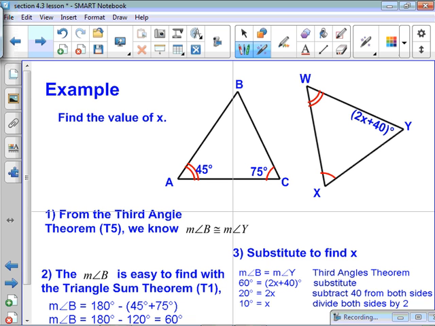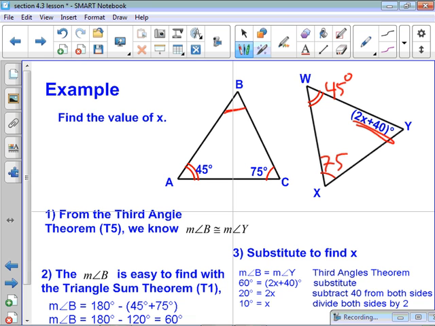We have these two triangles here, and we know that this one here and this one here are the same. This one over here is labeled 45 degrees, so let's label this one 45 degrees. We know that this one here and this one here are the same. I know that this one's 75, so let's label this one. This is going to be 75. And then that means that by the third angles theorem, this and this must be the same.